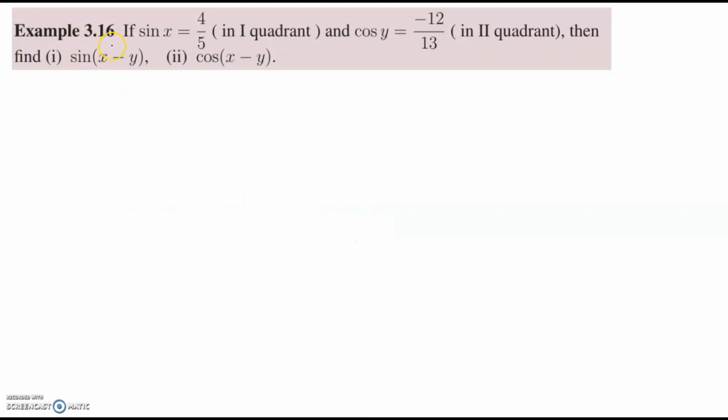Example 3.16. If sin x is equal to 4 by 5 in the first quadrant and cos y is equal to minus 12 by 13 in the second quadrant, then find first sin(x minus y) and cos(x minus y). So we need to find all the values of sin x, cos x, sin y and cos y.